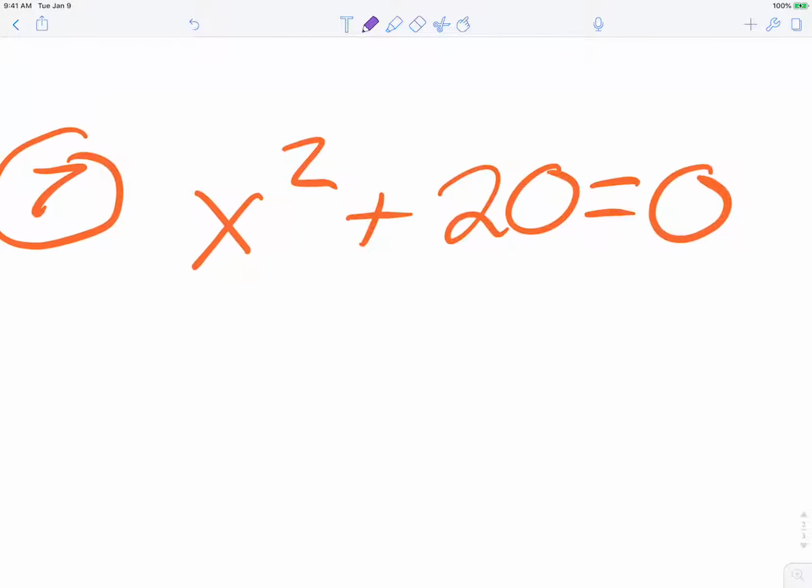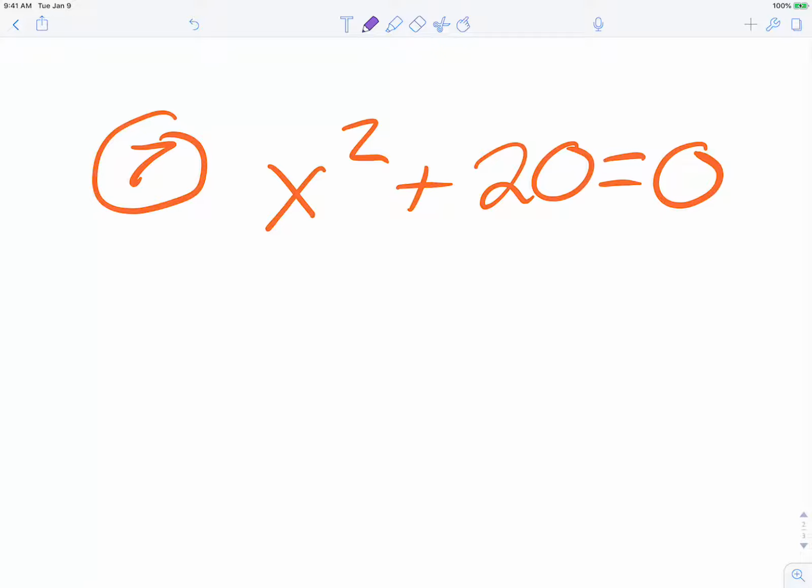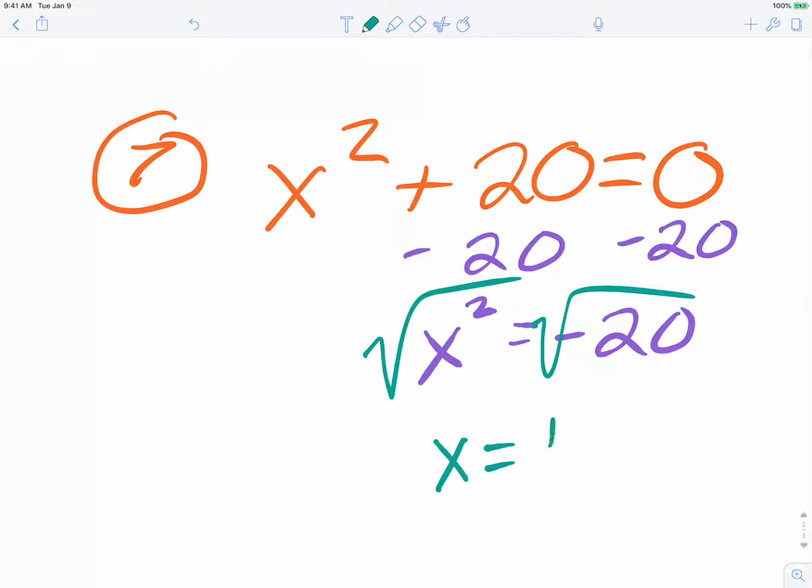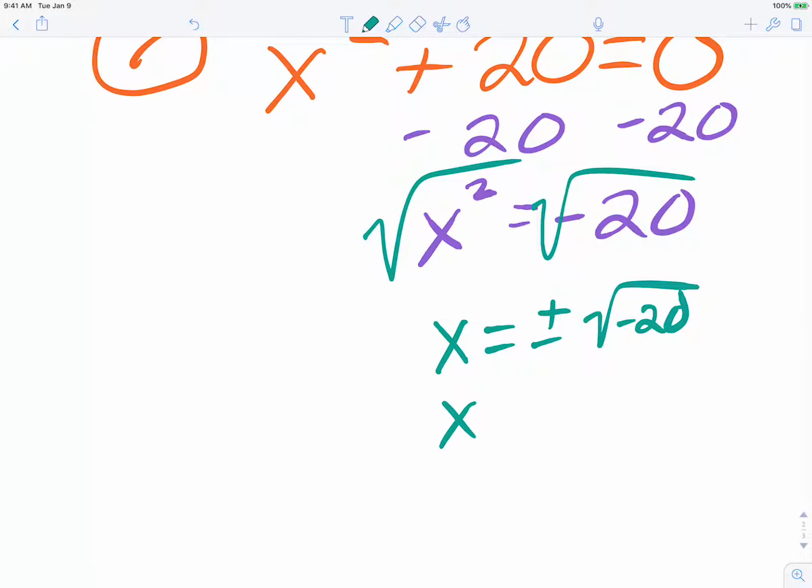For the next problem, x squared equals 20, or x squared plus 20 equals 0. If we first subtract 20 from both sides, we get x squared equals negative 20. If we then square root both sides to get x by itself, you would have x equals the positive or negative answer of the square root of negative 20. Now 20 is 4 times 5, and we can take the square root of 4, so that's a 2. The square root of that negative is going to be our i, and the 5 stays as our square root. So it's 2i root 5, and it's the plus or minus answer for 2i root 5.